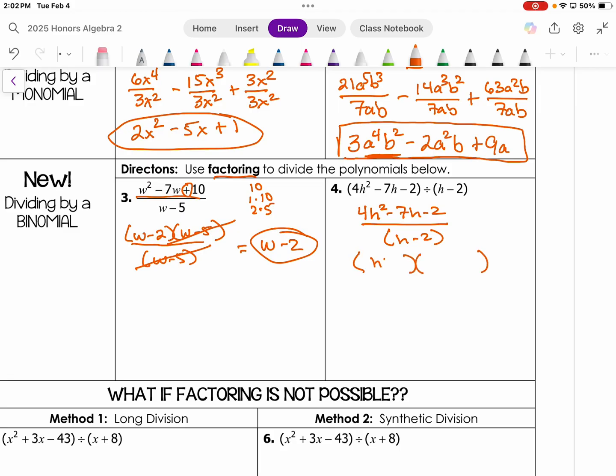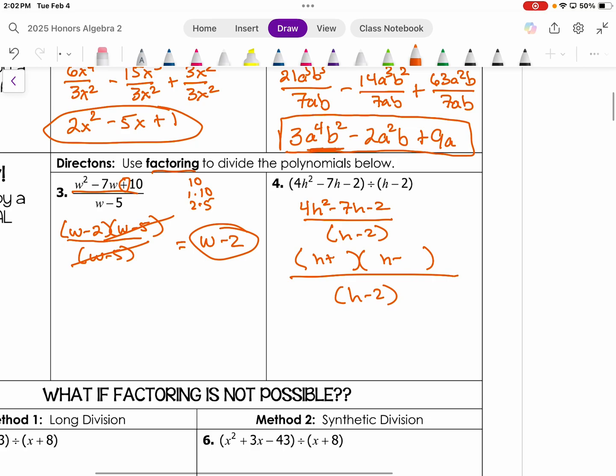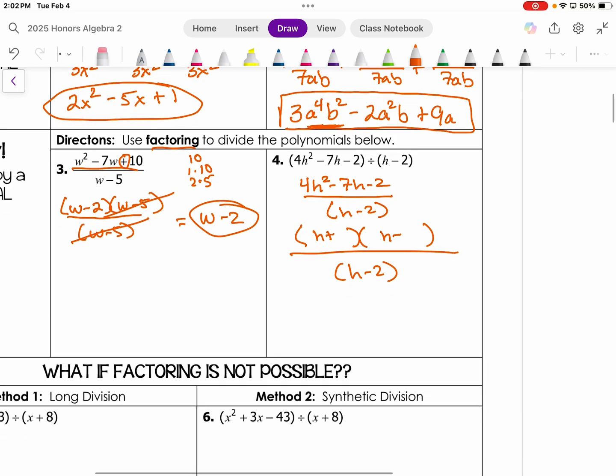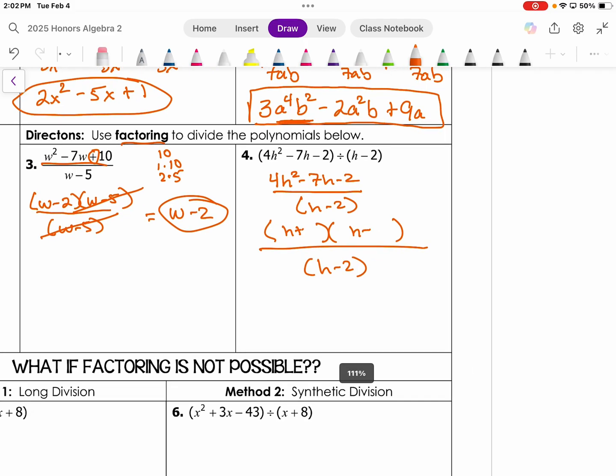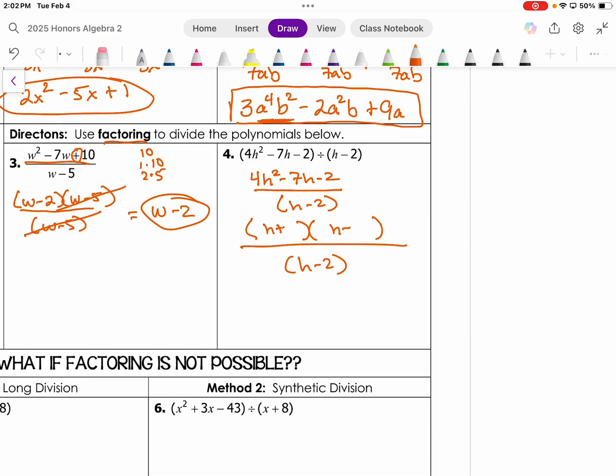We have an h plus and an h minus. On the bottom, I have h minus 2. Now, they're giving me an idea that if I'm going to reduce, there should be an h minus 2 in that second parenthesis. Let's double check that it is. If my a is 4, my c is 2, so that's 1 and 4, 2 and 2, and then this is 1 and 2. I need to subtract to get 7.